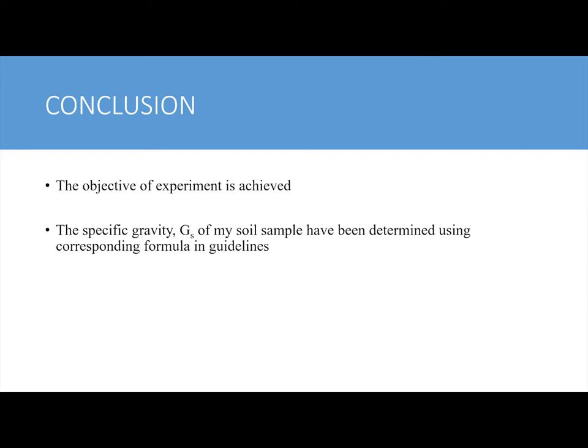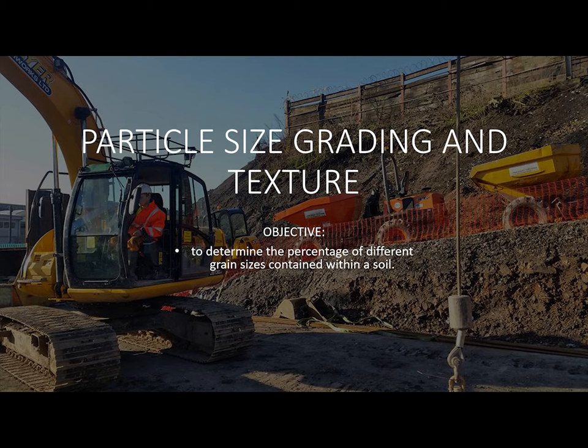Conclusion. The objective of the experiment is achieved, which is to determine the specific gravity of the soil sample using the corresponding formula in the guidelines. The third test is particle size grading and texture.